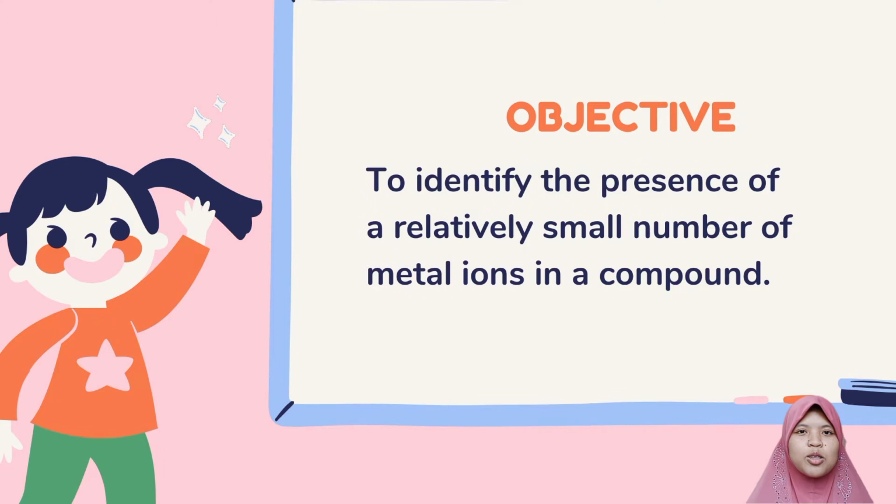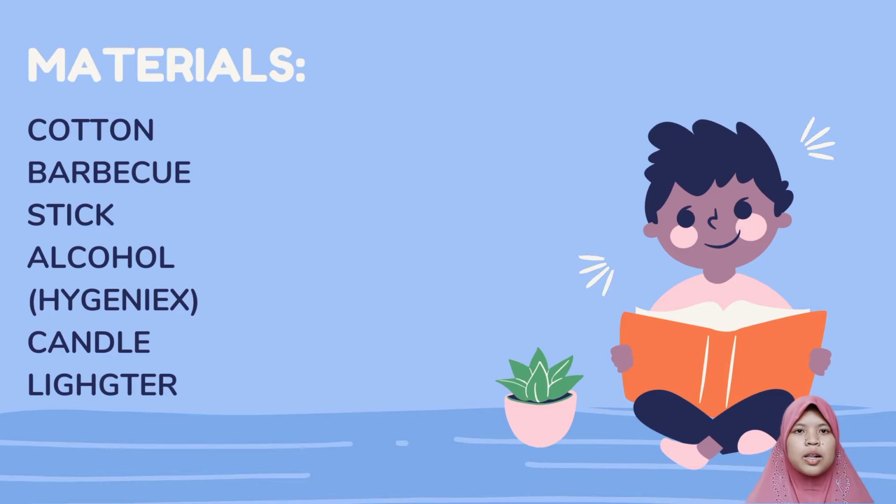The objective is to identify the presence of a relatively small number of metal ions in a compound. The materials are cotton, barbecue stick, alcohol, and candle lighter.